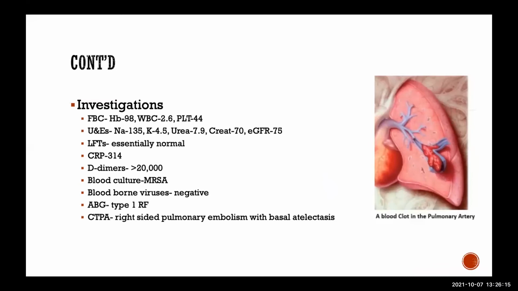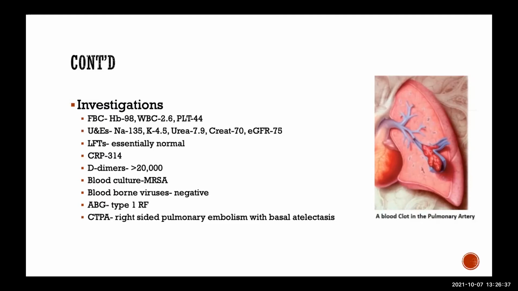At this point, we sent for some investigations, both imaging and bloods. We did a full blood count. This showed pancytopenia, and the CRP was elevated at 314. The U&Es and LFTs were normal. Our D-dimers were over 20,000. Our blood culture was positive for MRSA. We did a blood gas, and she was in type 1 respiratory failure.